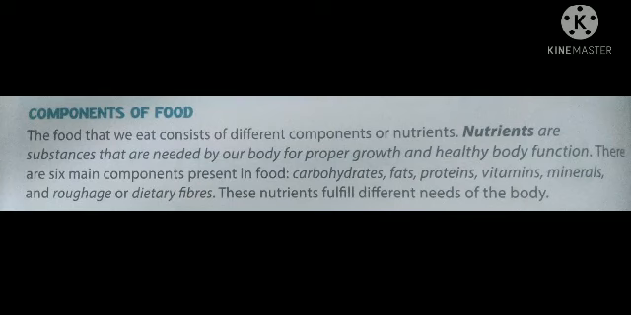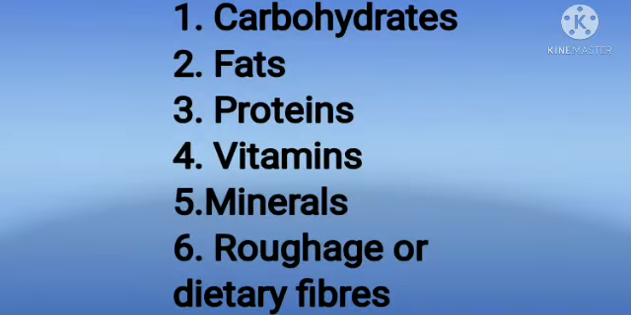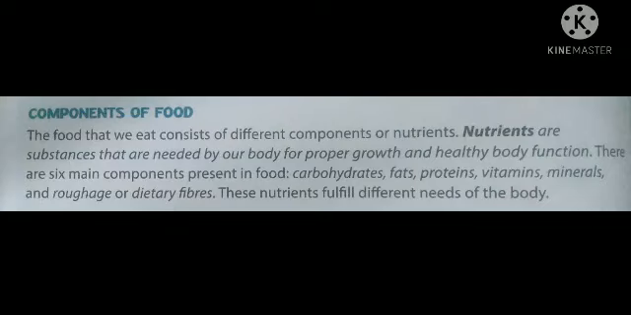There are 6 main components or nutrients present in the food. Number 1, carbohydrates. Number 2, fats. Number 3, proteins. Number 4, vitamins. Number 5, minerals. And number 6, roughage or dietary fibers. And lastly, water. These nutrients fulfill different needs of the body.